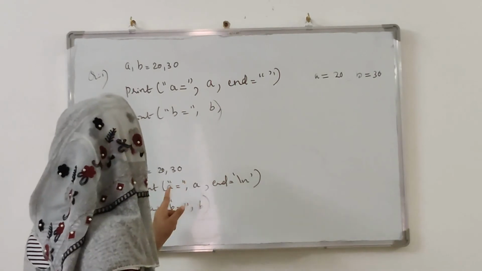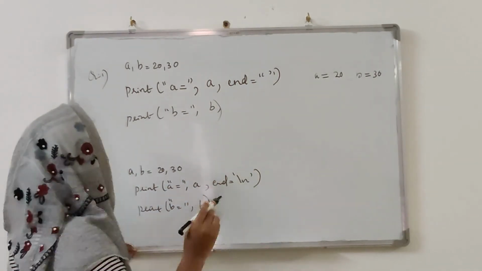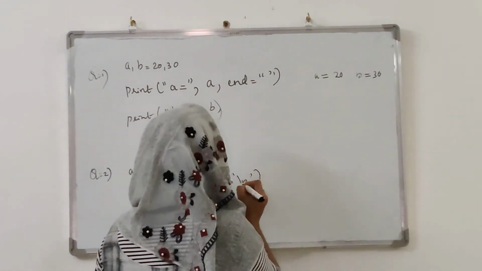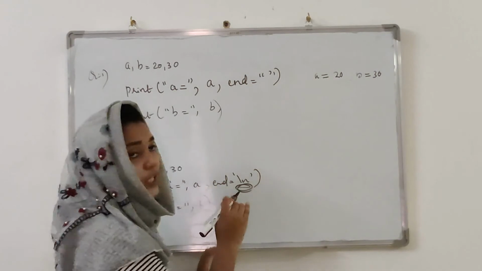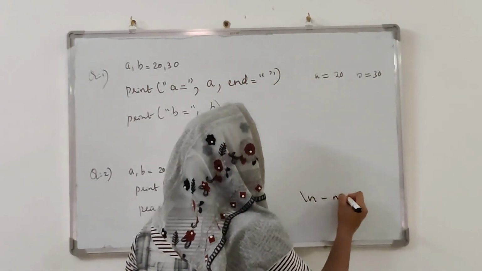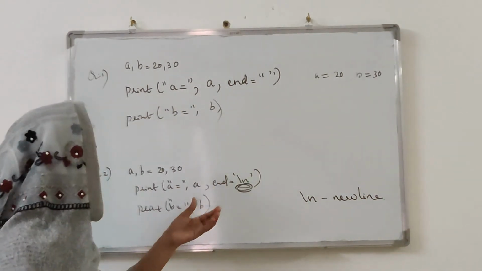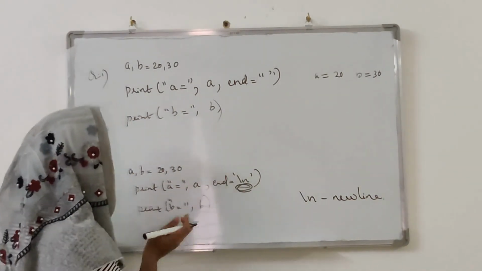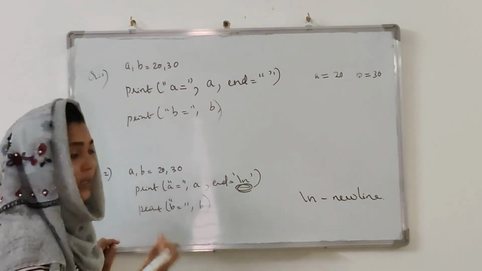Now look at this second question. A, B is equal to 20, 30. A is equal to A. End is equal to backslash n. So this is important. Wherever we use end is equal to backslash n, this backslash n denotes a new line. Backslash n denotes what? New line. So after that statement, whatever is displayed on the screen will be on the new line.